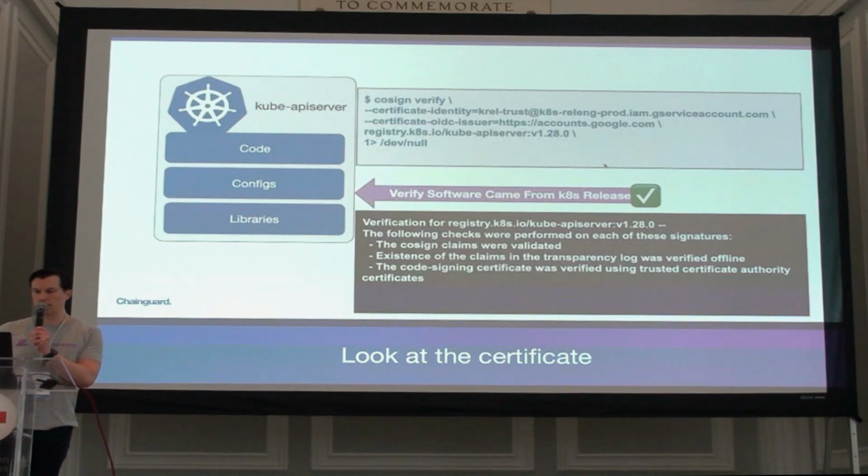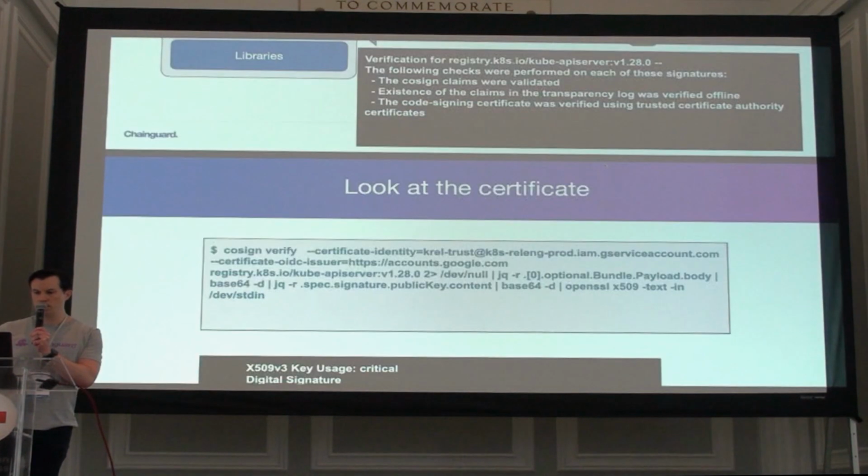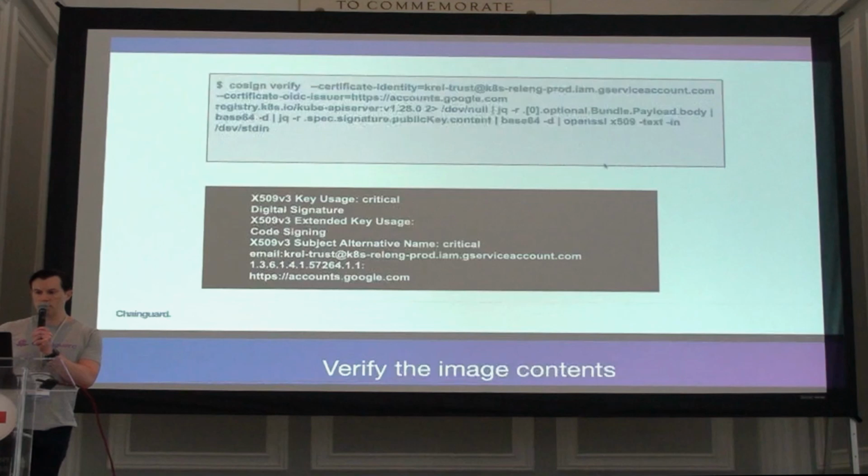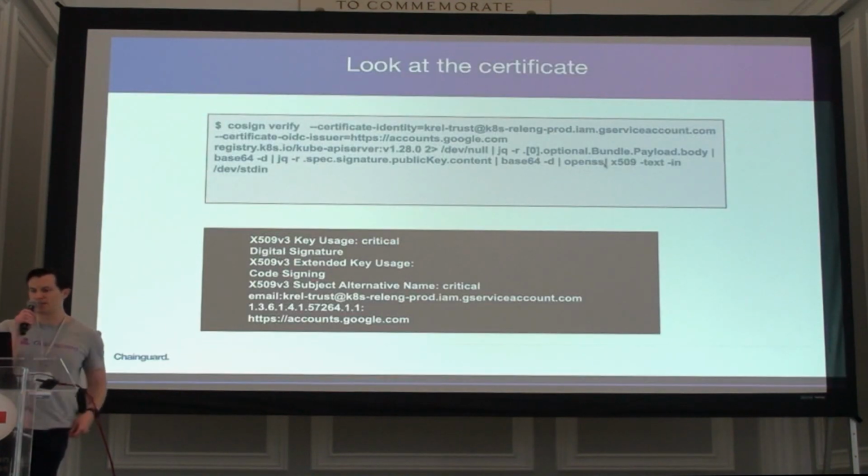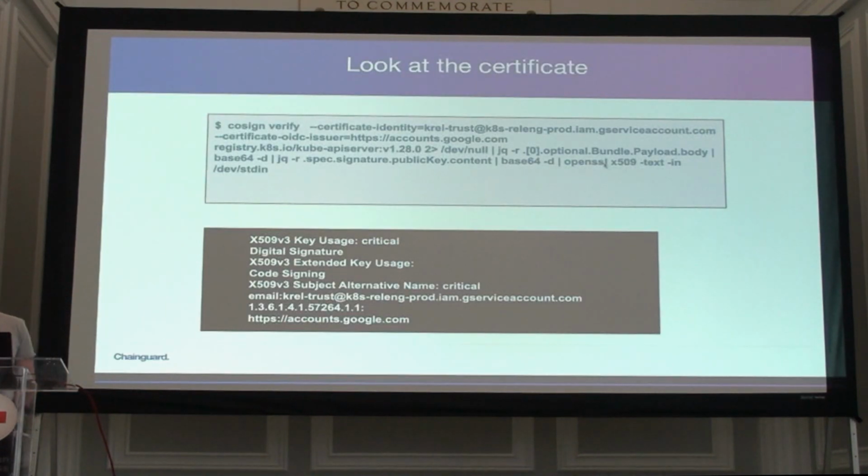Now we can also take a look at the output in standard out. If we want to get really fancy, don't worry about that command, the slides will be available. You can pipe that all the way to OpenSSL. Using OpenSSL, you can look at the certificate and what's inside it. You'll notice a few key things here.